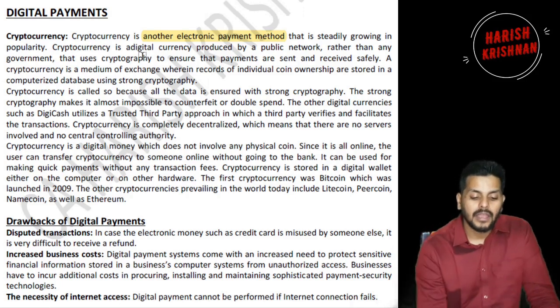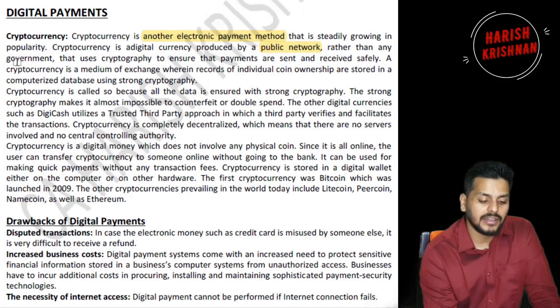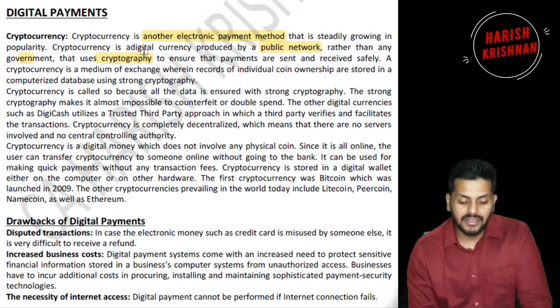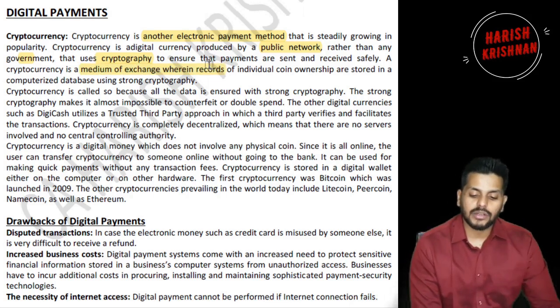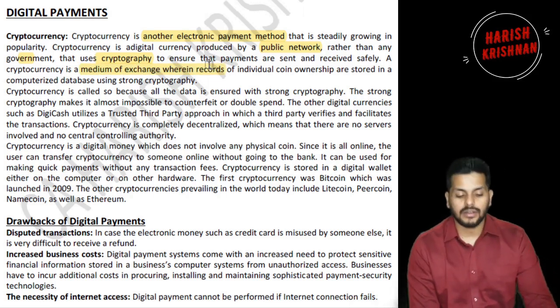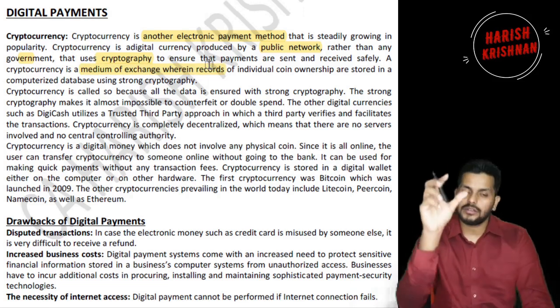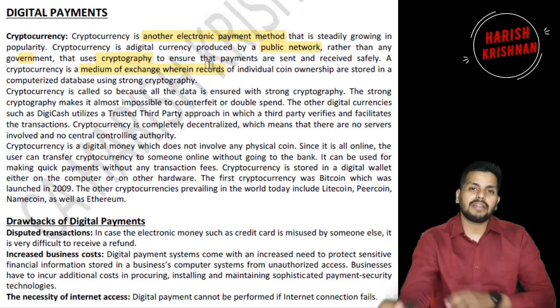Let's see. Cryptocurrency is a digital currency produced by a public network rather than any government that uses cryptography to ensure that payments are sent and received safely. Cryptocurrency is a medium of exchange wherein records of individual coin ownership are stored in a computerized database using strong cryptography. So who owns how much cryptocurrency is stored in a system? Who issues it? Nobody knows. It's a private network, right?